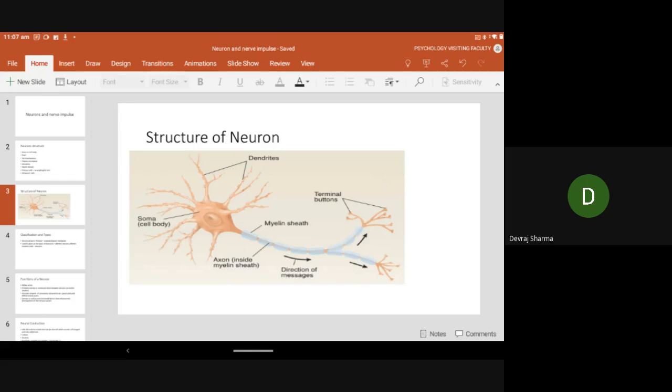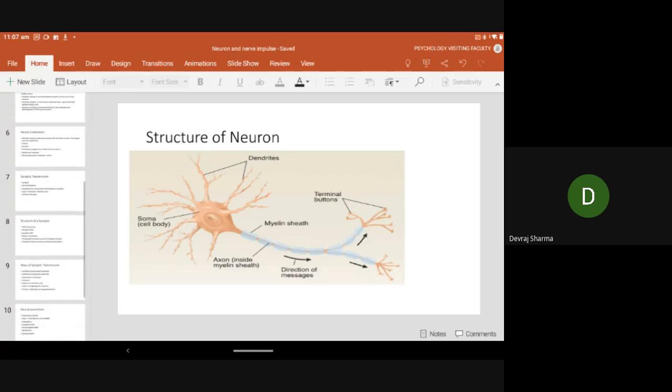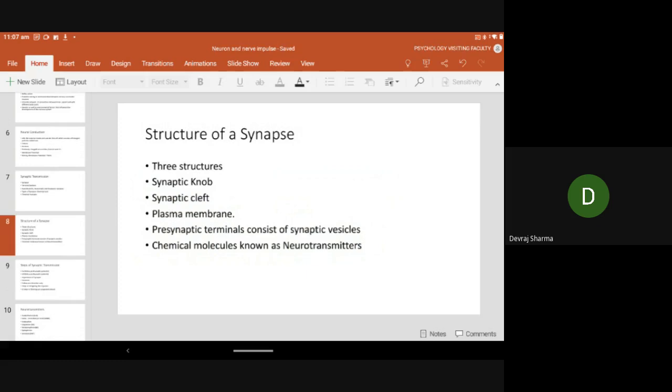So may I start today? Ma'am, can you please explain synaptic vesicles? Yes. From where did you get this? From the neurotransmitter portion, ma'am, the structure of the synapse. Okay, show the screen. Yes, this one.